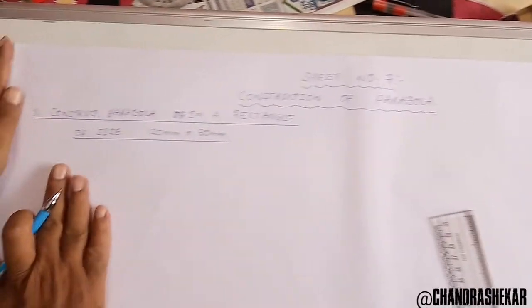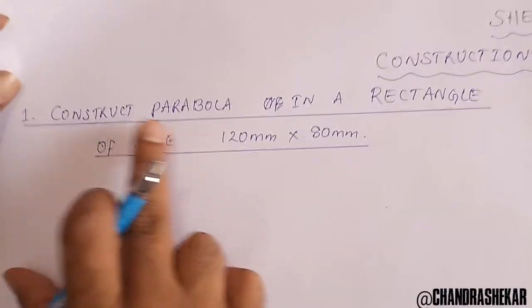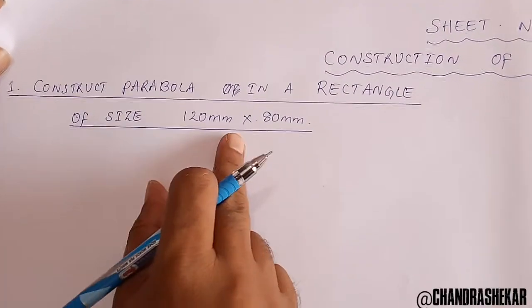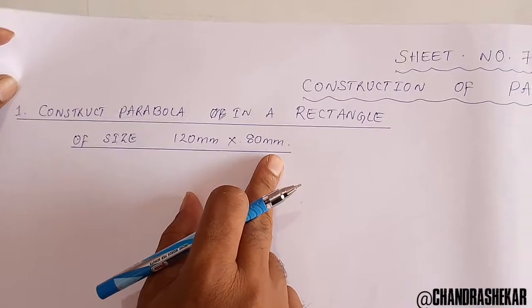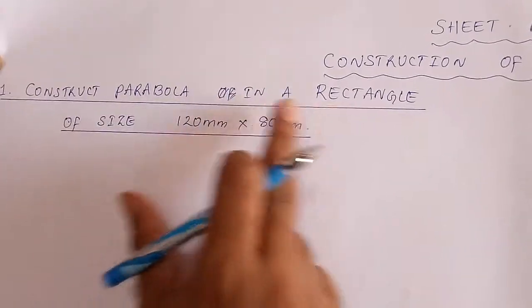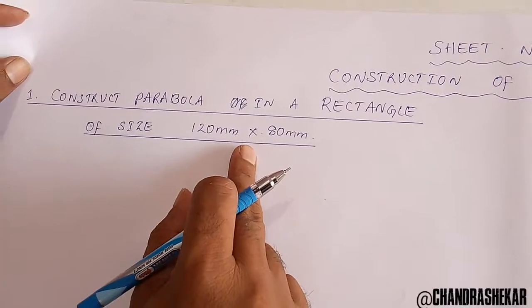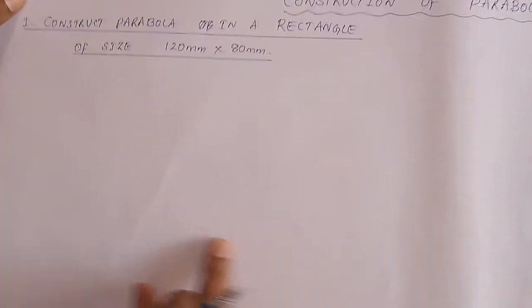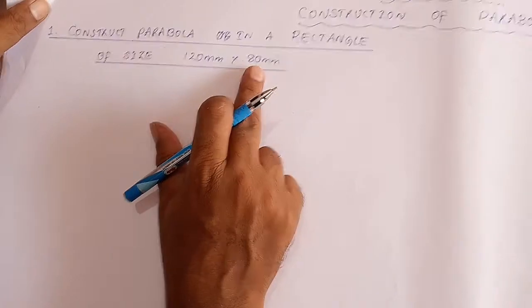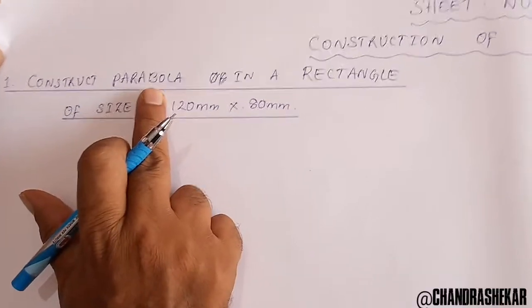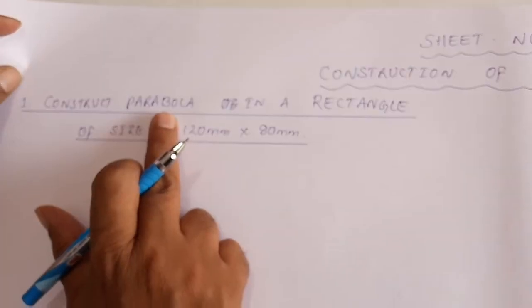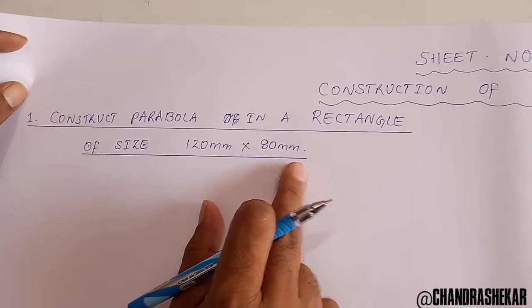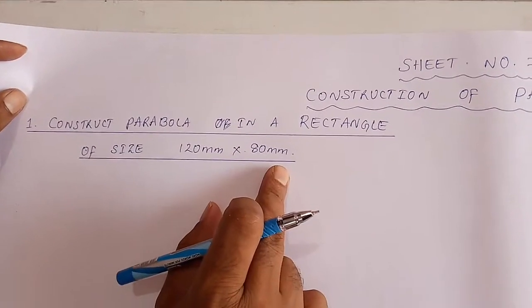So let us solve a simple problem: construct a parabola in a rectangle of size 120 mm into 80 mm, or inscribe a parabola in a rectangle of size 120 mm into 80 mm. They will be giving you a rectangle. Inside this rectangle, we have to inscribe this parabola. Let us see how we are going to do it.